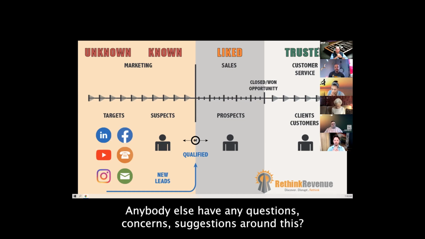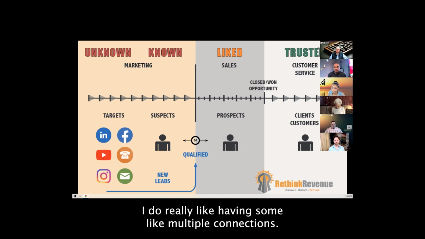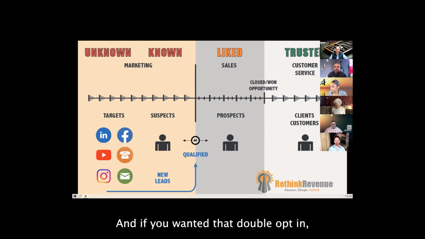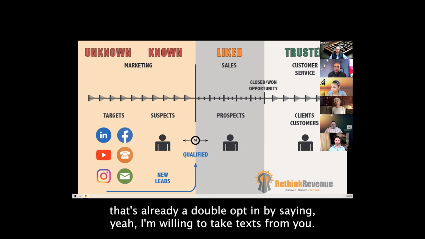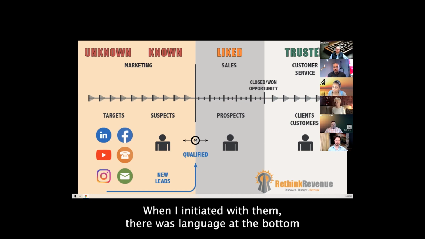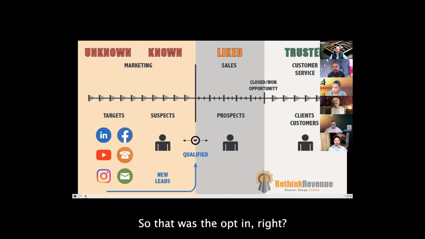Anybody else have any questions, concerns, suggestions around this? We've got about 45 seconds left. I really like having multiple connections. An SMS is valuable if the person is opted in. They have to give permission. And if you wanted that double opt-in, that's already a double opt-in by saying, yeah, I'm willing to take texts from you. When I initiated with them, there was language at the bottom that said I'll probably send you a text. I gave them my cell phone number, so that was the opt-in.